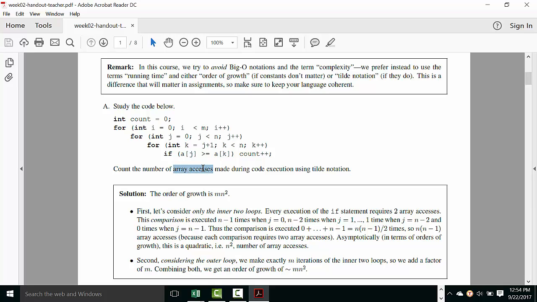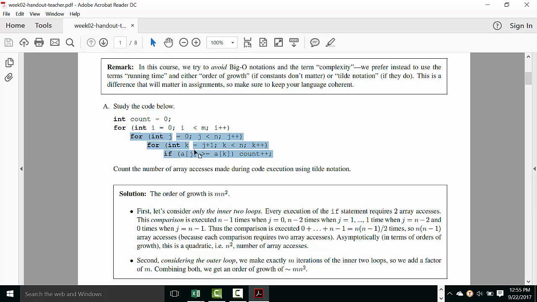First of all, it talks about the array accesses. So we look at this statement and there are 2 array accesses, a of j and a of k, and that statement is going to be executed by these 3 loops. But if you look carefully, you realize that this inner code is what is important for us to do first, and then we will worry about the outer loop. The reason is that the loop condition and this statement inside these loops only depend on j and k. So you start from the innermost loop and work to the outermost loop.